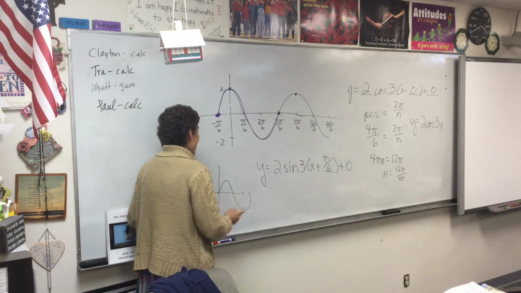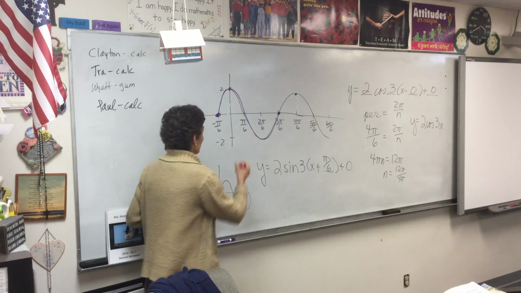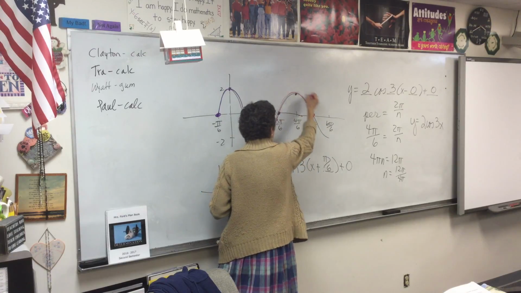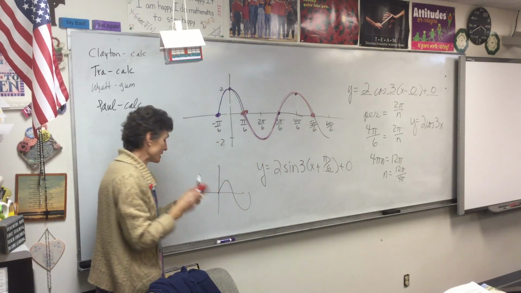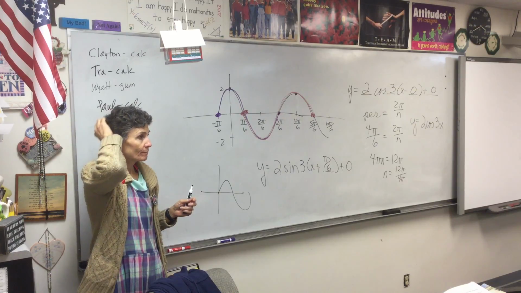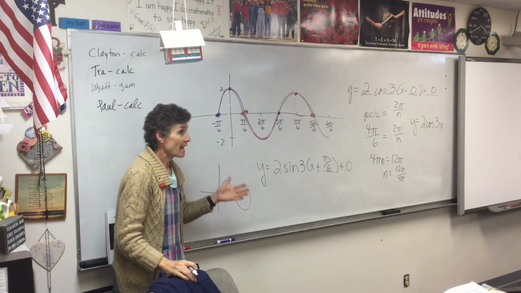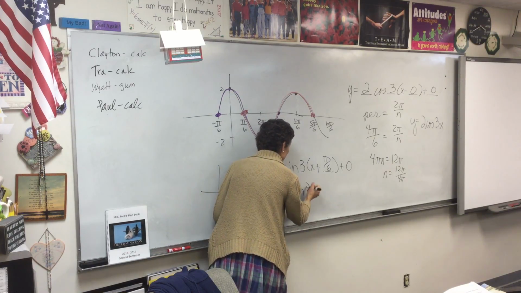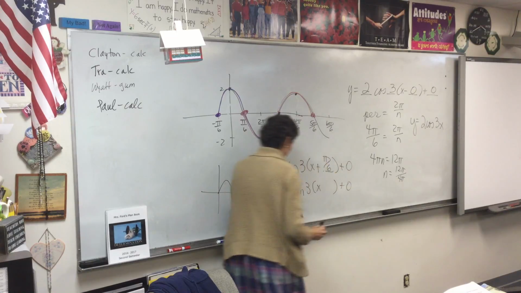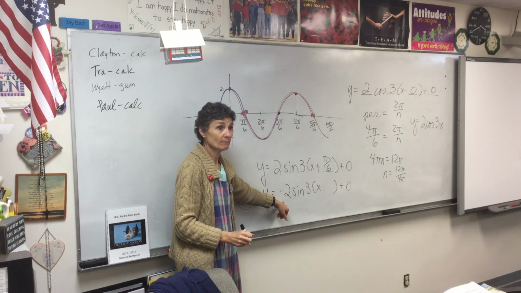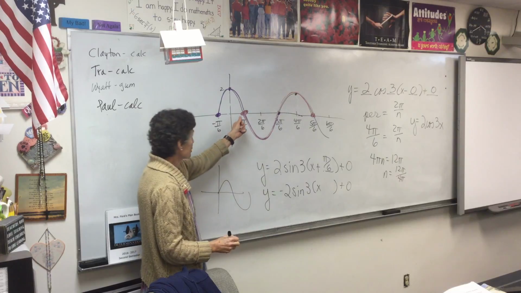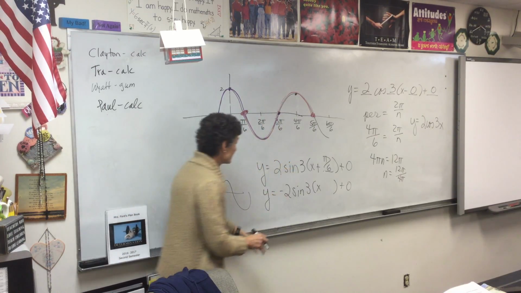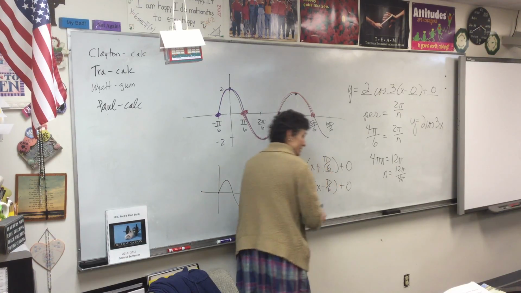Now, did anybody look at this picture and see this? Would that be a sine equation? Yes, but it's upside down, which means when I wrote it, I'd have to have a negative 2 out here, because it's upside down. And instead of shifting pi over 6 to the left, I want pi over 6 to the right, so this would be x minus pi over 6.